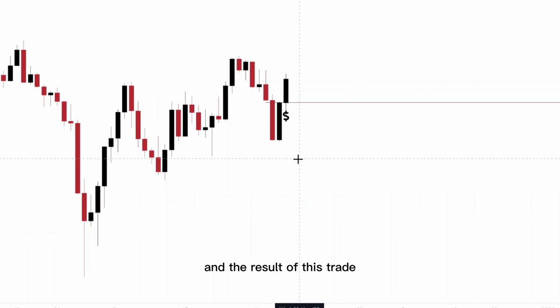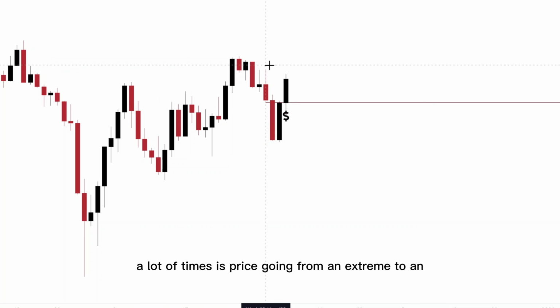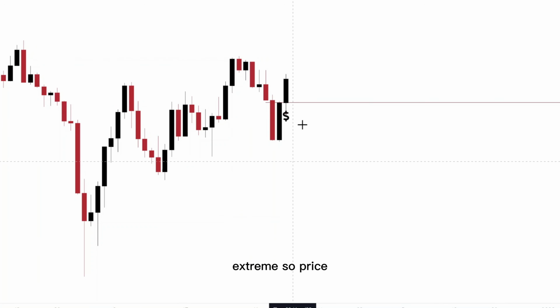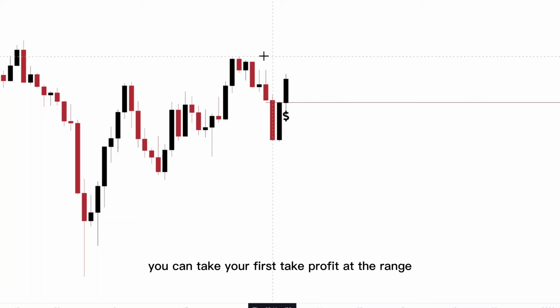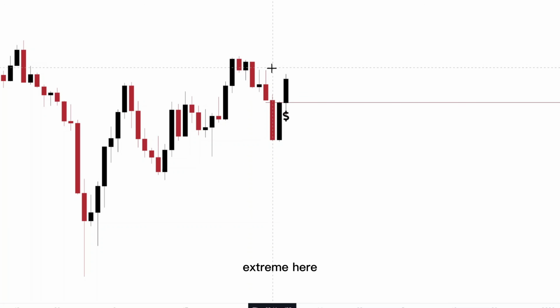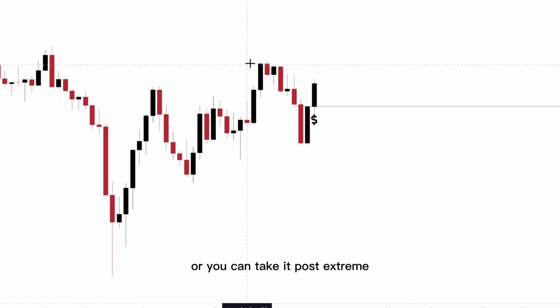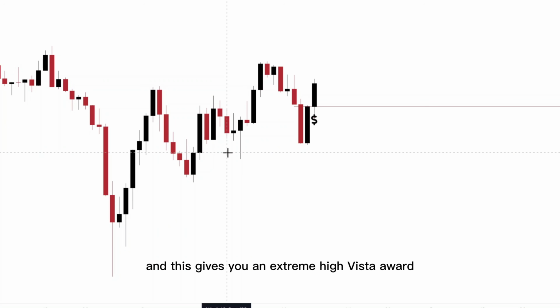And the result of this trade, a lot of times, is price going from an extreme to an extreme. So price, you can take your first take profit at the range extreme here, or you can take it post extreme. And this gives you an extreme high risk to reward, almost 15 to 1.